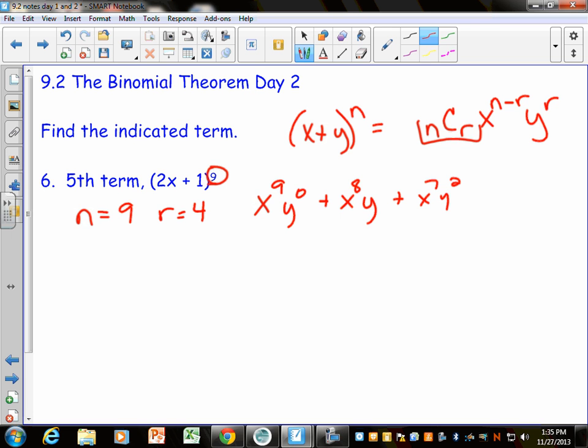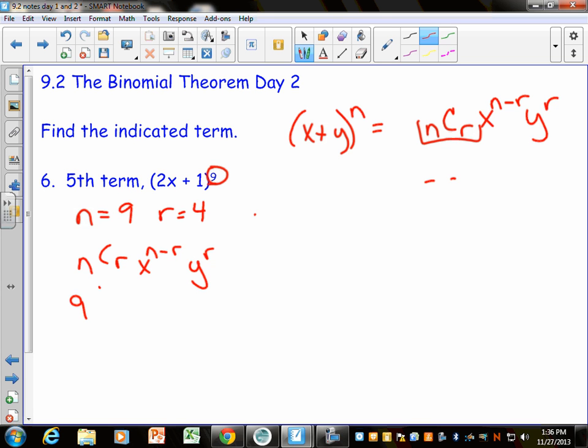So n is the exponent on the outside, r is the exponent on y, which always happens to be one less than the term you're talking about. And if you know that, you don't need any of this. You don't need Pascal's triangle. All you need is this formula: n choose r, x to the n minus r, y to the r. And I'm just going to plug all that in. So I'm going to get 9 choose 4. X to the 9 minus 4 happens to be 5. And y to the r, which happens to be 4.